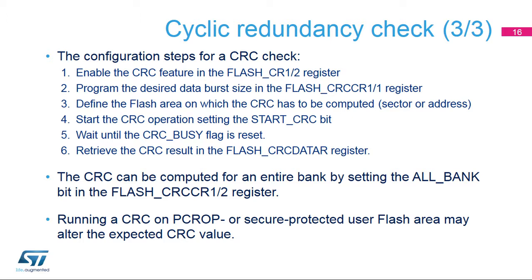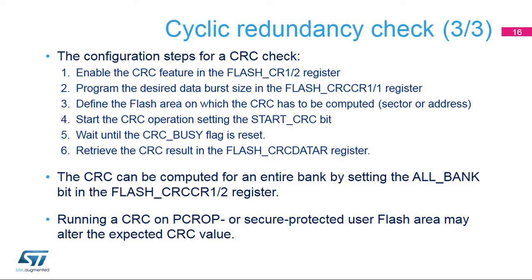Two solutions are possible. Define the area start and end addresses by programming registers FLASH_CRCSADD1 or 2R and FLASH_CRCEADD1 or 2R, respectively. Or select the targeted sectors by setting the CRC_BY_SECT bit in the FLASH_CRCCR1 or 2 register, and by programming consecutively the target sector numbers in the CRC_SECT field of the FLASH_CRCCR1 or 2 register. Set the ADD_SECT bit after each CRC_SECT programming.